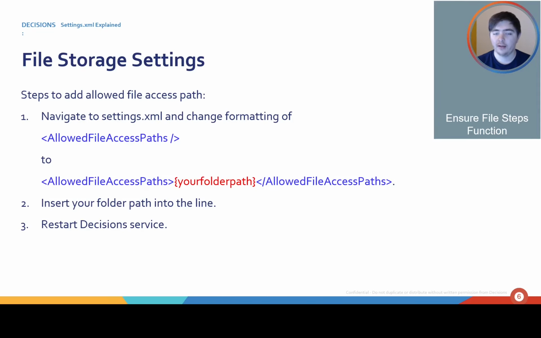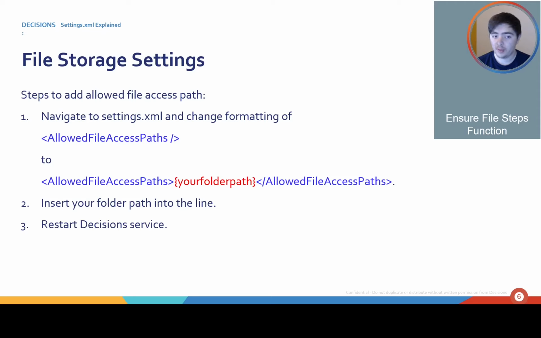The Settings.Xml has a line that allows you to put particular access paths that, as long as the service account running Decisions has access to, can then use files within that particular directory from the Decisions platform. This allows you to move around files in network folders, as well as access other files that maybe Decisions doesn't know how to natively access. You would specify in the allowed file access paths your particular folder path. And as you can see in the formatting here, you would just put that in between that particular line in the Settings.Xml.